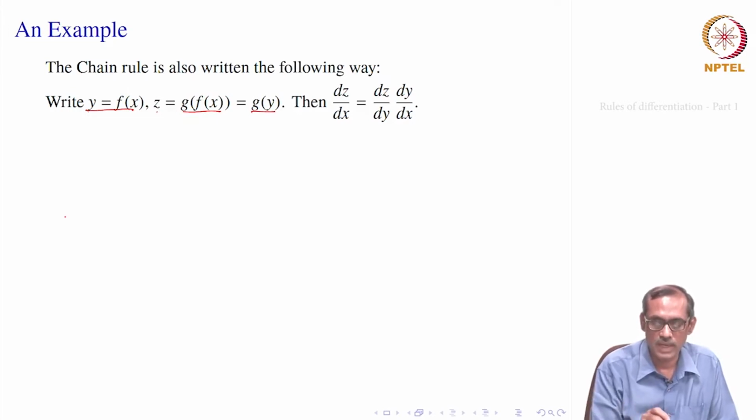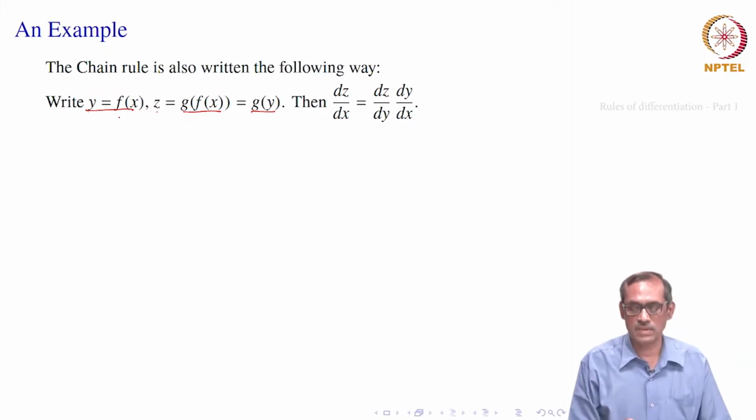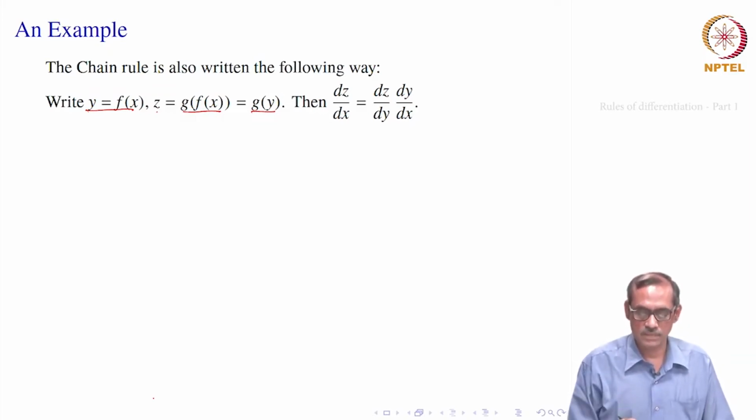Z is a function of y, y is a function of x. That is how z becomes a function of x after this composition. So, the formula now looks like d of g of f x by d of f x. G of f x is z, so dz by dy, d of f x divided by dx, which is dy by dx, and that should be the left hand side dz by dx.